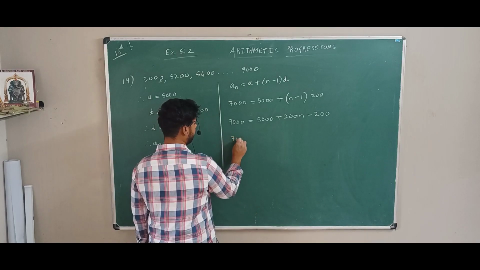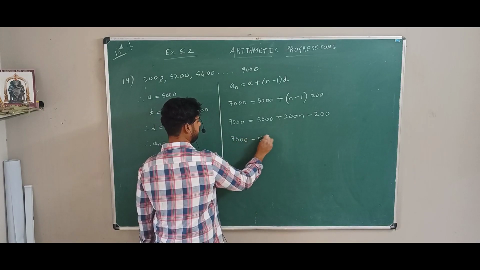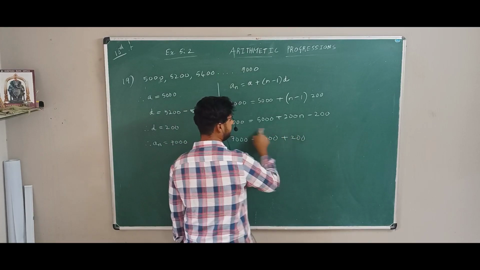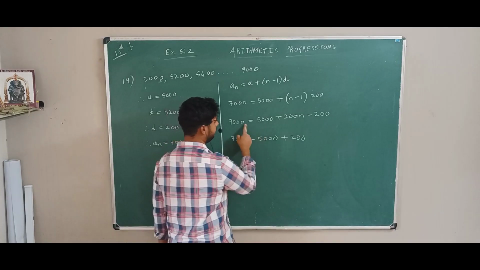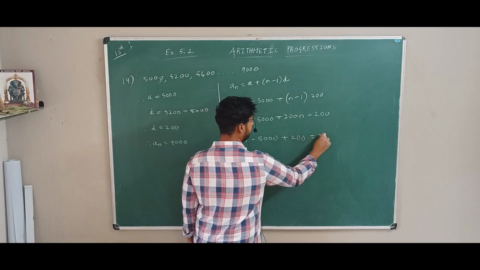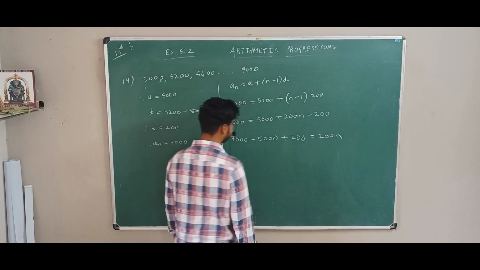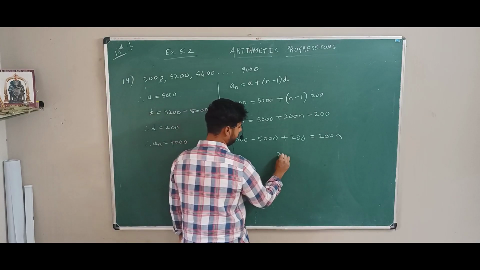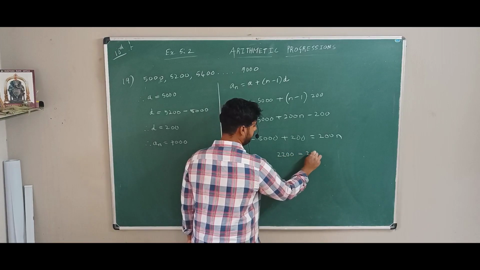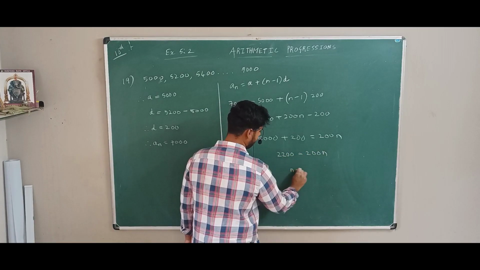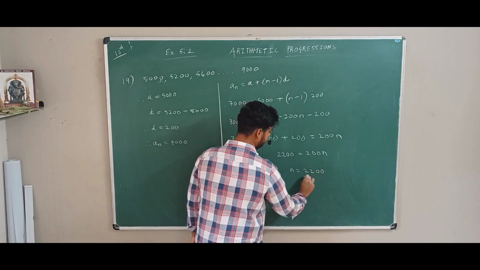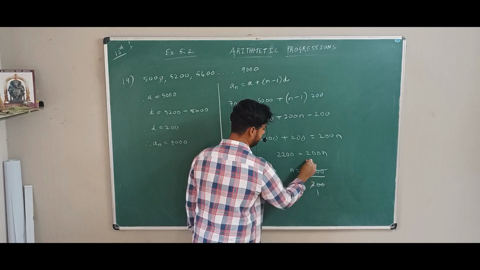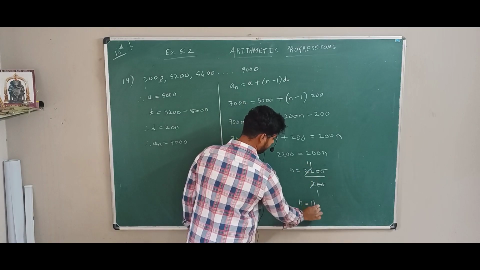This 5,000 I will send this side. 7,000 minus 5,000 plus 200. Everything numbers I am sending this side. 5,000 went, 200 went, is equal to 200 N. 7,000 minus 5,000 is 2,000, 2,200 is equal to 200 N. N is equal to 2,200 by 200. 2 zeros, 2 zeros, 2 elevens are 11. N is equal to 11.